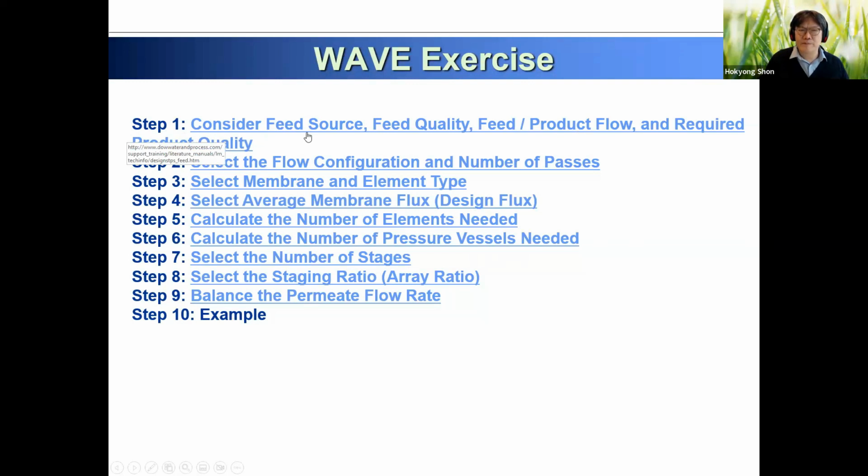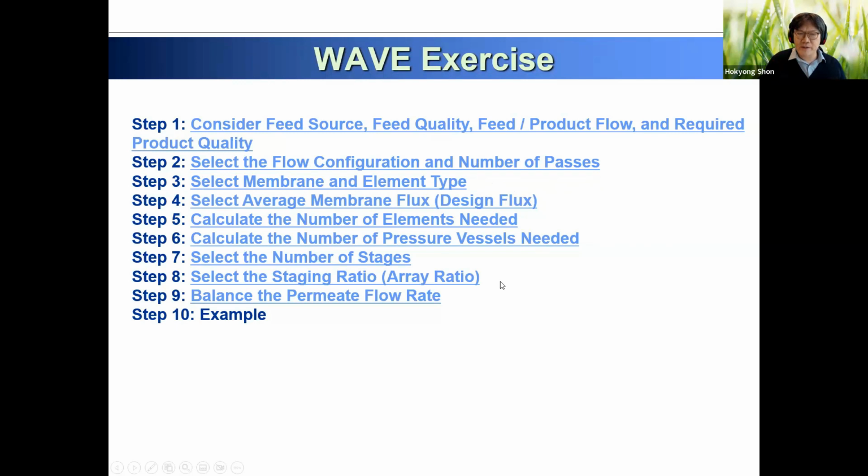Like what's step 1? Consider feed source, feed quality, feed and product flow, and required product quality. And step 2, select the flow configuration and number of passes. Step 3, select the membrane element types. Step 4, select average membrane flux. Step 5, calculate the number of elements needed. Step 6, calculate the number of pressure vessels needed. Step 7, select number of stages.